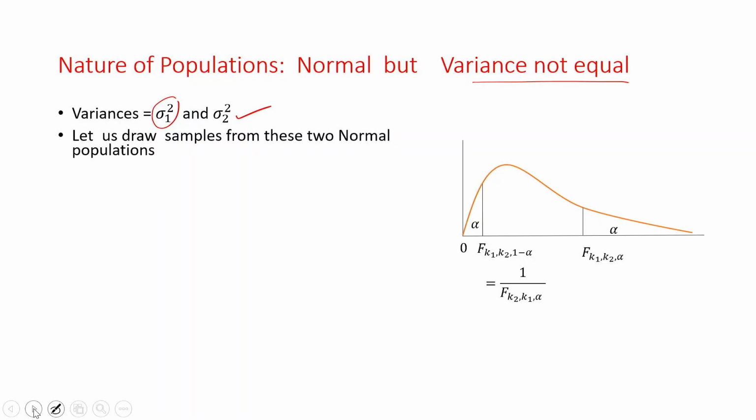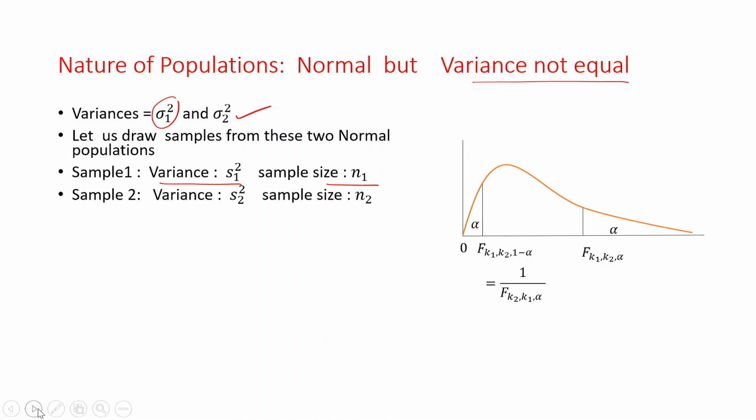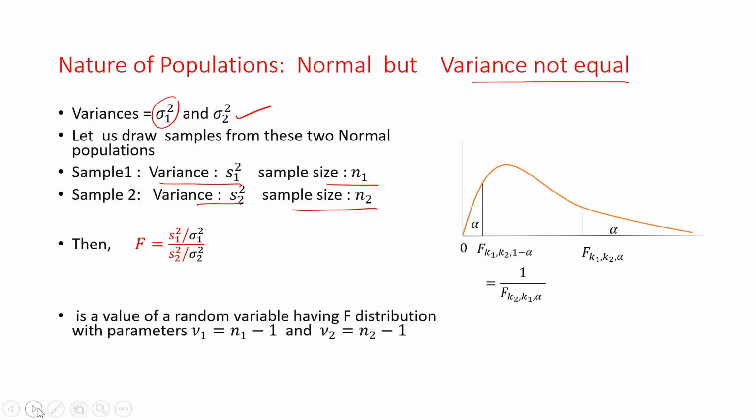And if we draw samples from these two normal populations, sample 1 shows a variance of S1 square and sample size is N1. Then for another population, it is S2 square and sample size is N2. Then F, which is the ratio as shown here, S1 square by sigma 1 square and S2 square by sigma 2 square, follows a distribution which is known as the F distribution, and which is shown here, how it will look.